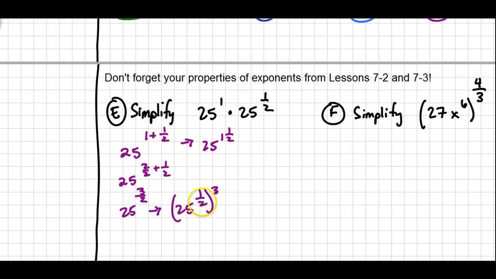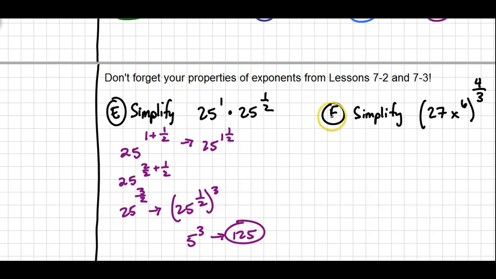So 25 to the 1/2 power is the same as the square root of 25, which is 5. When I cube that, I get 125. So we used the properties of powers first, we used our knowledge of adding fractions, and then we used the rational exponent theorem to simplify.